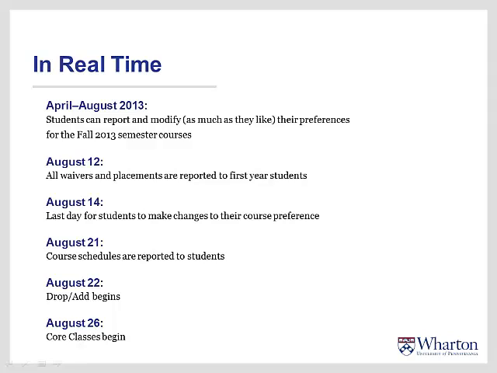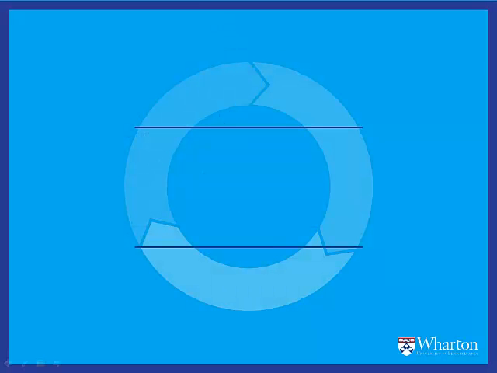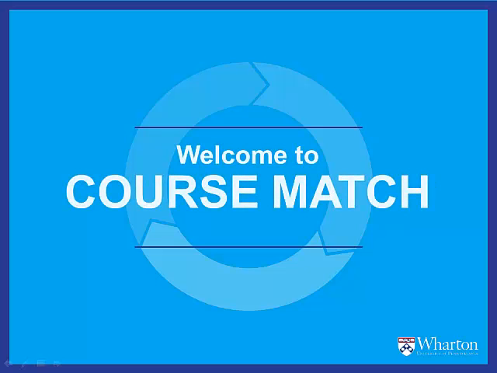This is the timeline. Note that you have until August the 14th to set your preferences. CourseMatch will run beginning on August the 15th, and schedules will be reported on August the 21st. Core classes will begin on August the 26th. Simple, optimal, fair, innovative. Welcome to CourseMatch.